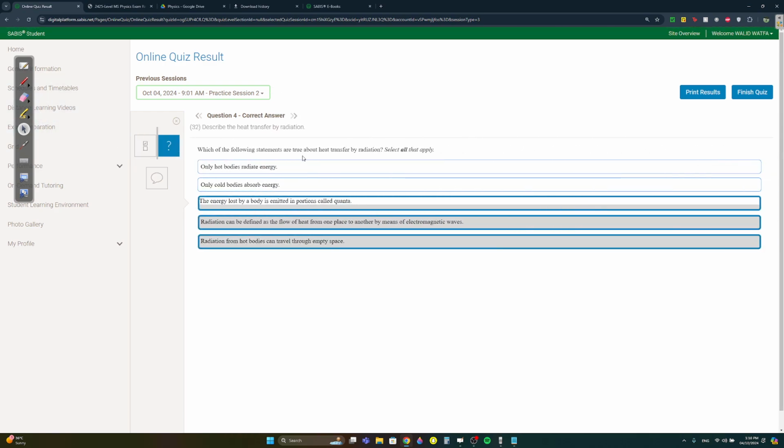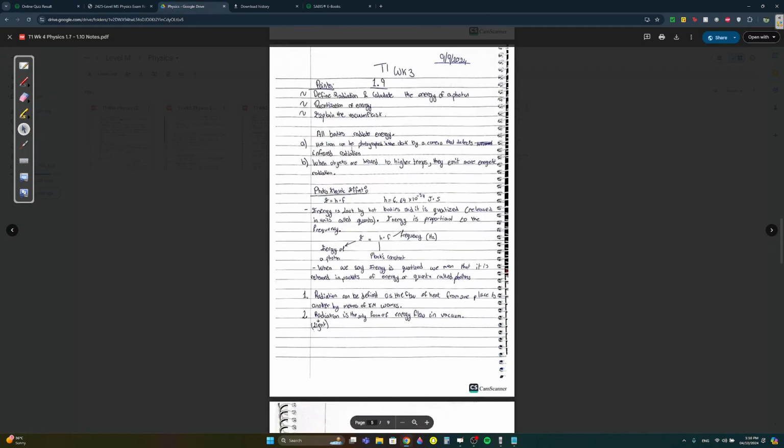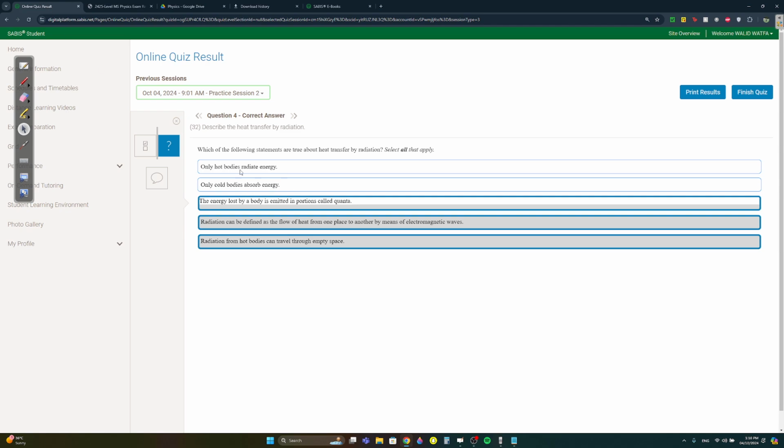Which of the following are true about radiation? Do only hot bodies radiate energy? No. If you open my notes, all bodies radiate energy. Only cold bodies absorb? No. All bodies radiate, all bodies absorb. The energy lost by a body is emitted in portions called quanta.